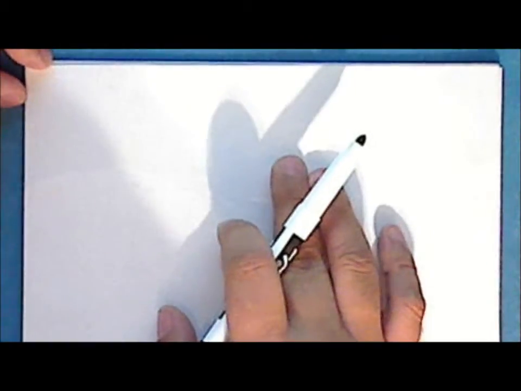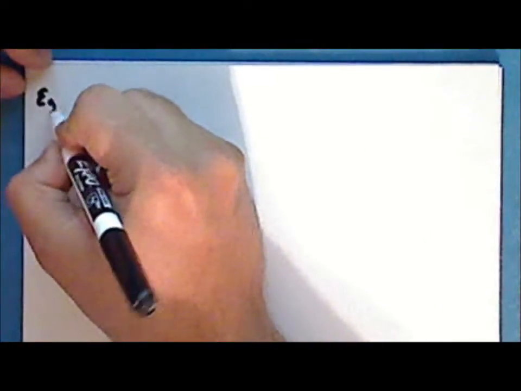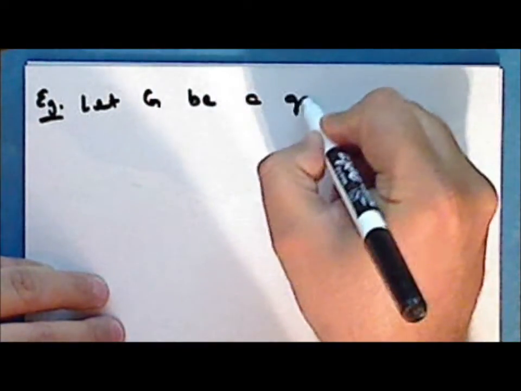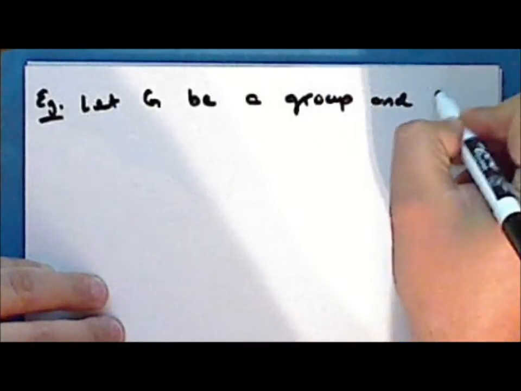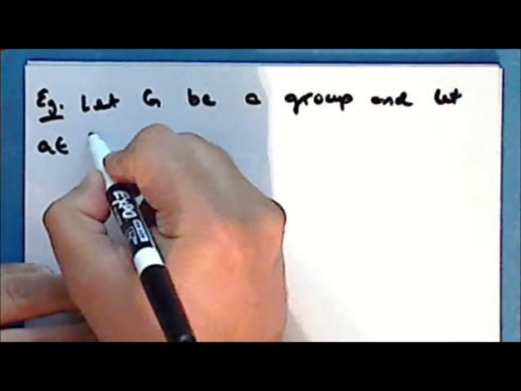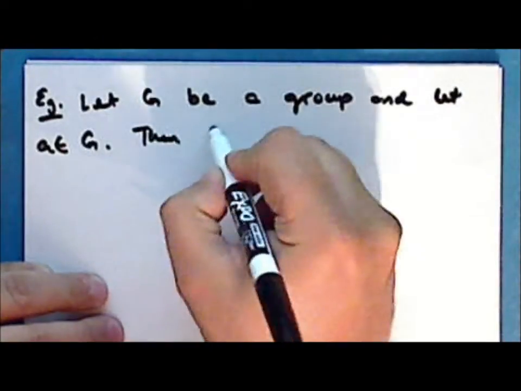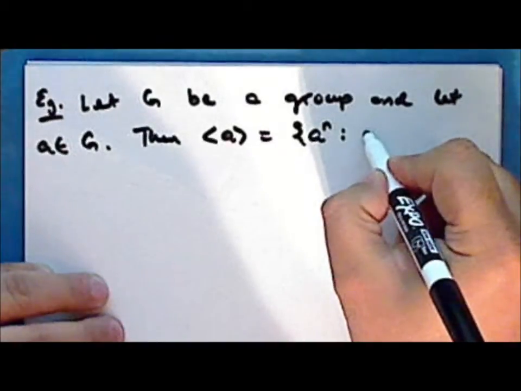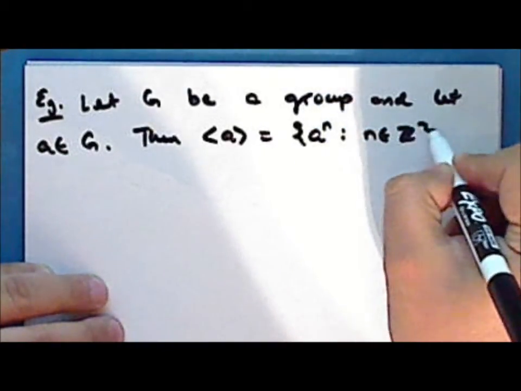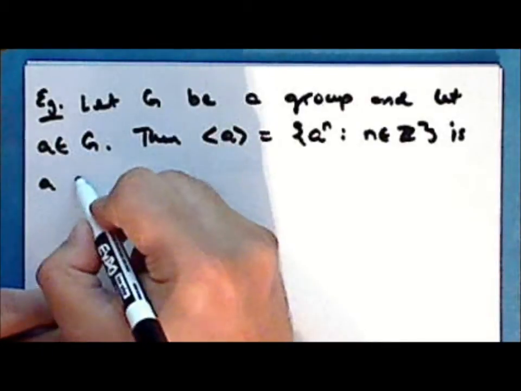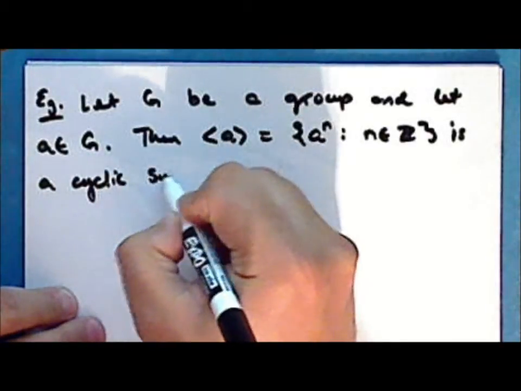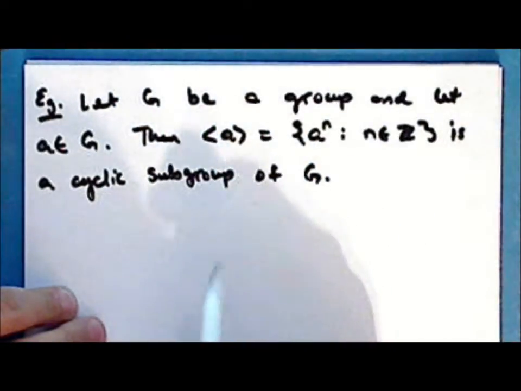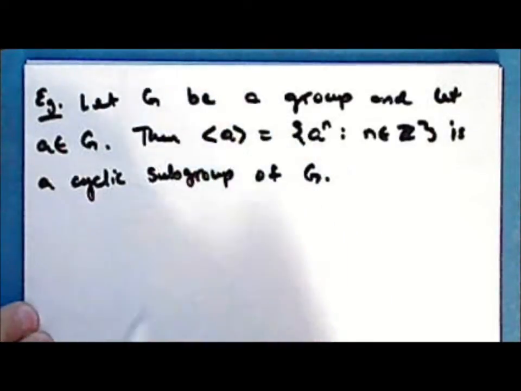Okay, so we'll start with the exercises from the previous lecture. So first, let G be a group and let A be an element in the group. Then the set of all integer powers of that element A is a cyclic subgroup of the group G, and in fact we call this the cyclic subgroup generated by the element A.